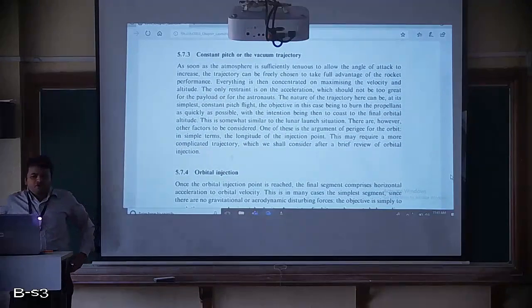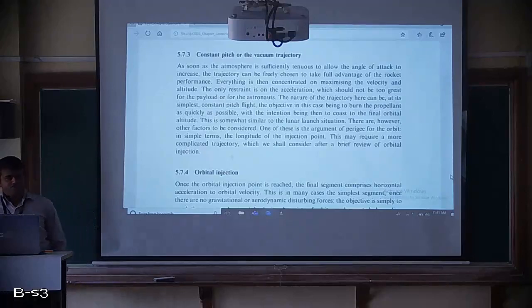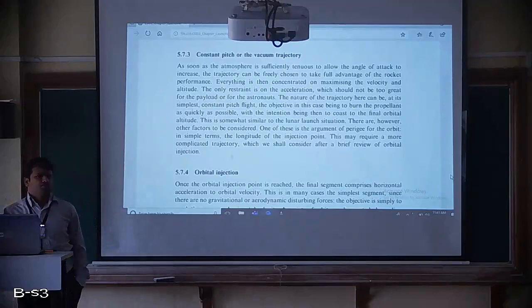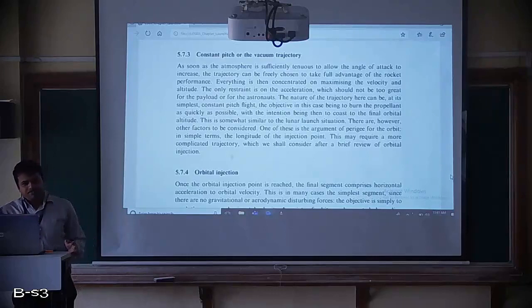So now, till here we have spoken about the vertical segment takeoff, or moving up in the vertical way, and after that we are getting into the transition trajectory, or the gravity turn. So after that what will come? Constant pitch, or the vacuum trajectory, will come. So here, in the third point, we need to maintain the constant pitch.